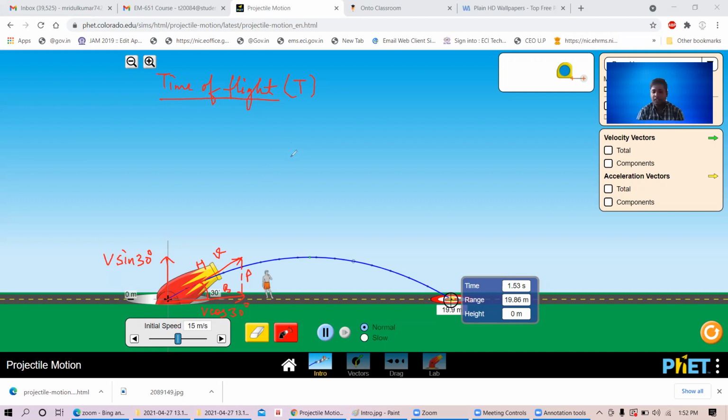To calculate it, we can use a simple relationship: the vertical component will change into v sin 30 in the negative direction. If we cut this inclined projectile motion into these two directions, we can see that only in one direction it is having a velocity at a particular time, and in the horizontal direction we can see that like this.